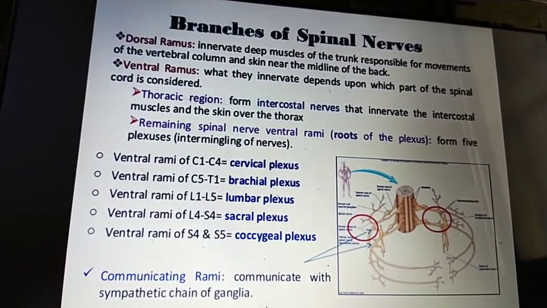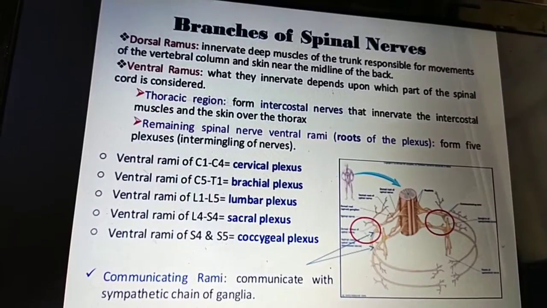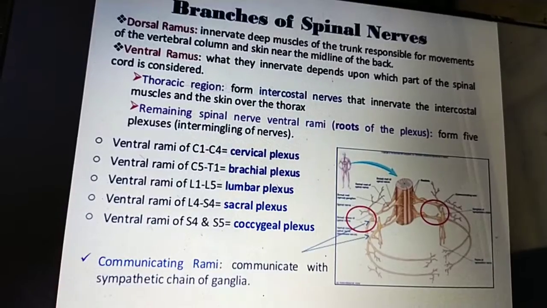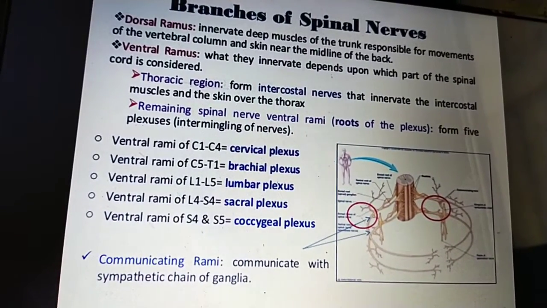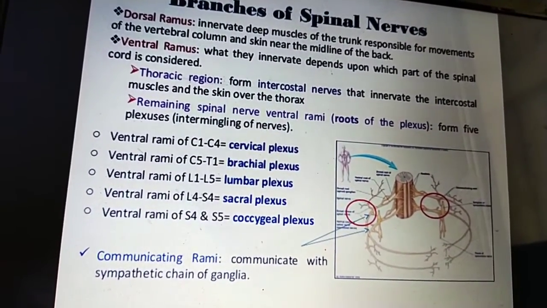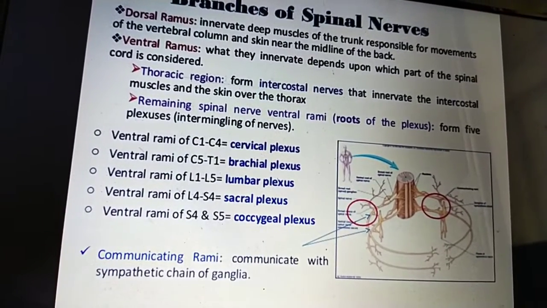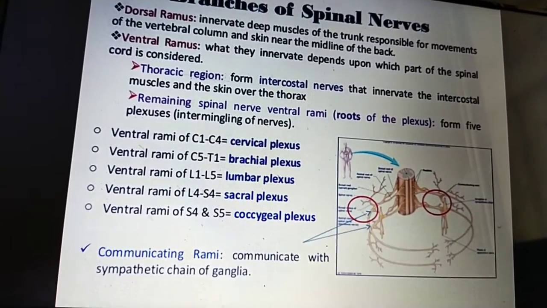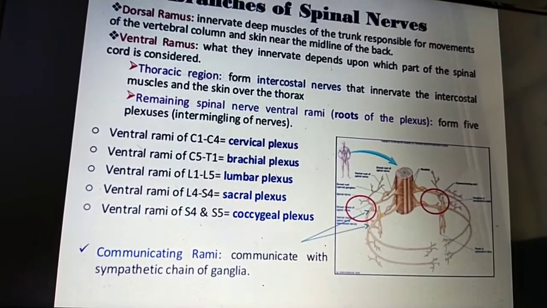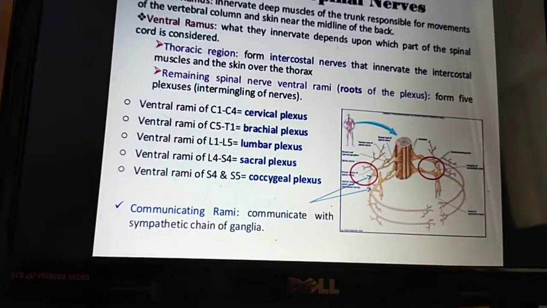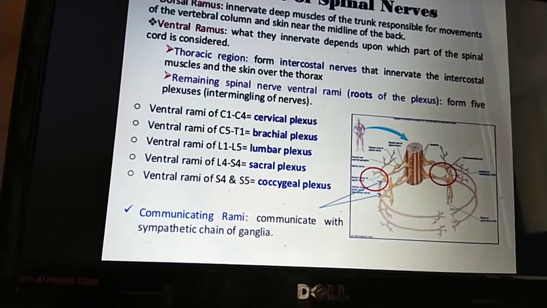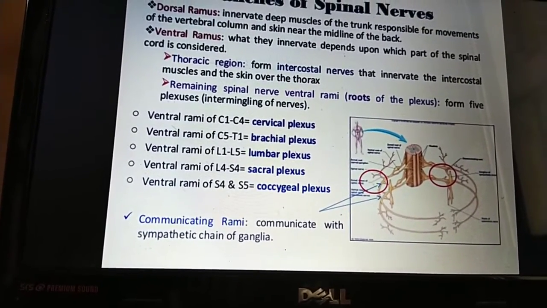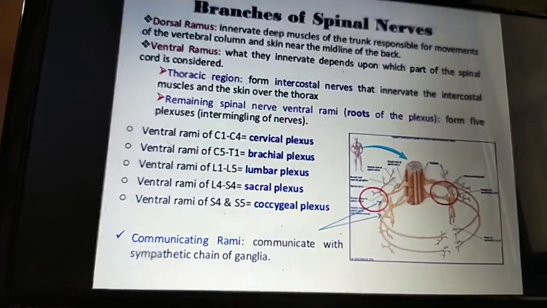The remaining spinal nerves, ventral rami, are roots of the plexuses, five plexuses, or intermingling of nerves. The ventral rami of C1 to C4 form the cervical plexus. Ventral rami of C5 to T1 form the brachial plexus, and ventral rami of L1 to L5 form the lumbar plexus. Ventral rami of L4 to S4 form the sacral plexus, and ventral rami of S4 to S5 form the coccygeal plexus. And communicating rami communicate with the sympathetic chain of ganglia.